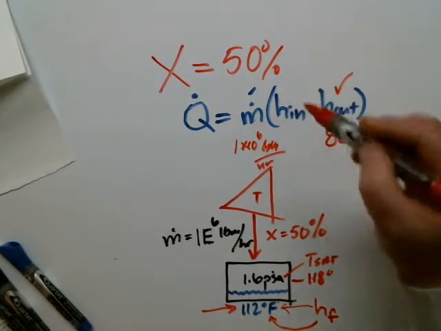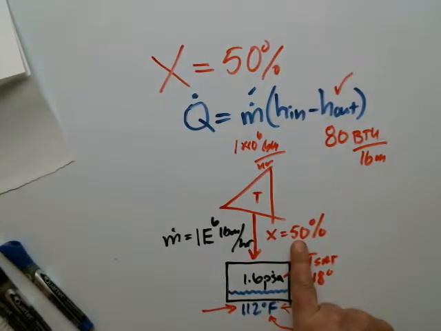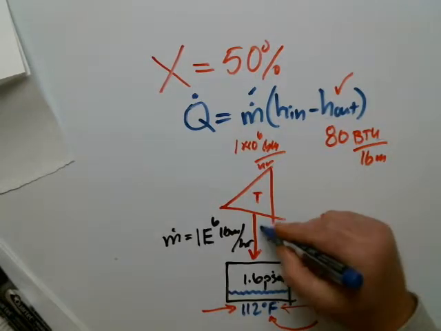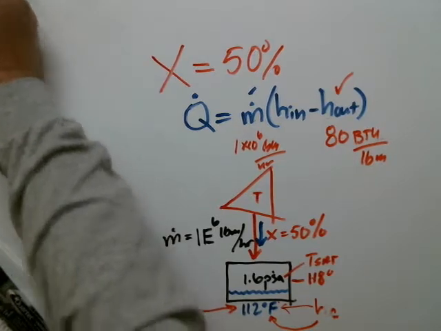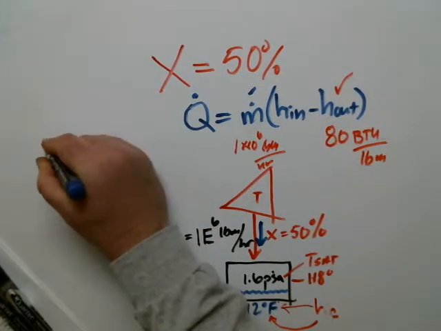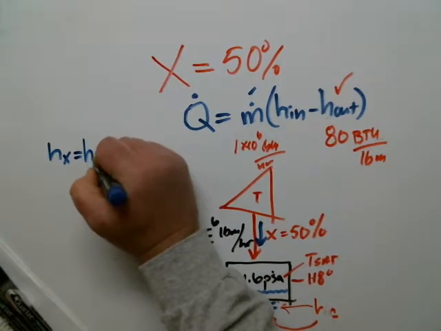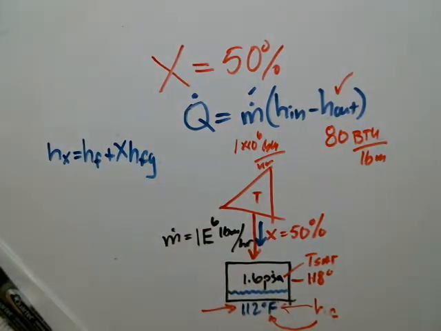I need to get the inlet enthalpy. Well, can I look it up? If quality is 0% or 100%, I can look it up. So I can't look this up. I'm in the vapor dome. So what I have to do is another equation to figure out the inlet enthalpy of this steam that's going into my condenser. I come over here and I go, okay, the enthalpy at X is equal to the enthalpy H sub F plus quality times H sub FG. And I know this is all occurring at 1.6 psia.